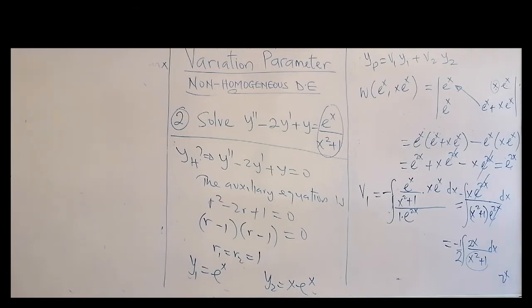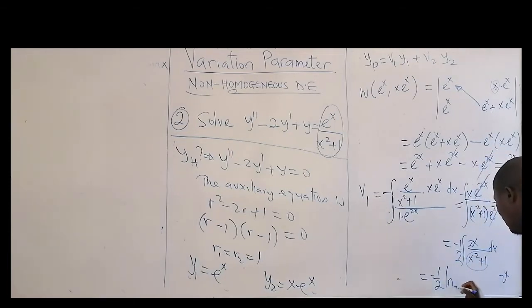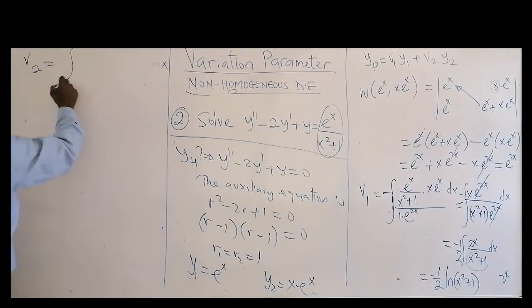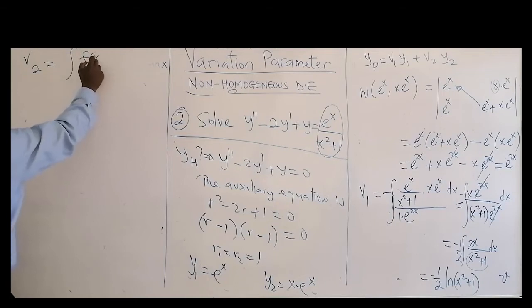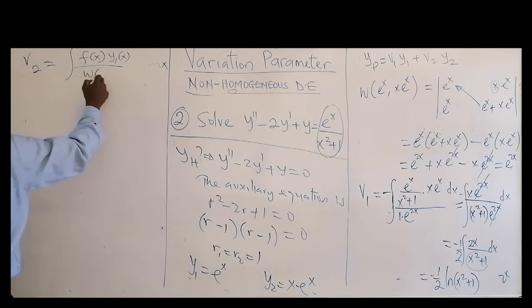So this is what we have now, and that will be equal to minus half ln(x squared plus 1). That's that, because the derivative of the denominator is 2x, and we have manipulated the numerator to be 2x also, but we cancel that outside. That's for v1. Let's get the v2. v2 will be equal to the integral of, that one has no minus, just f(x) y1 over the Wronskian.